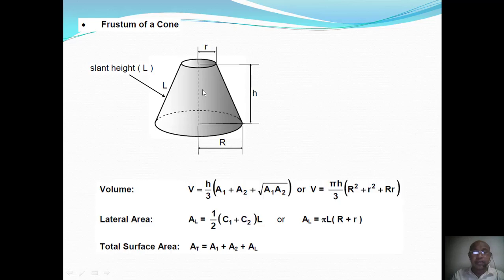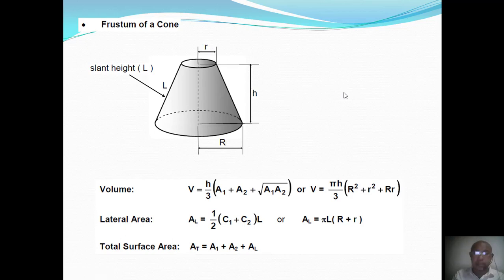Okay. So volume is equal to h/3 times area 1 plus area 2 plus square root of area 1 times area 2. Or in terms of the radius of the bases, we have this formula. Then the lateral area in terms of the circumference of the bases C1 and C2, or in terms of the radius R. Then total surface area, area 1 plus area 2 plus area of the lateral surface.